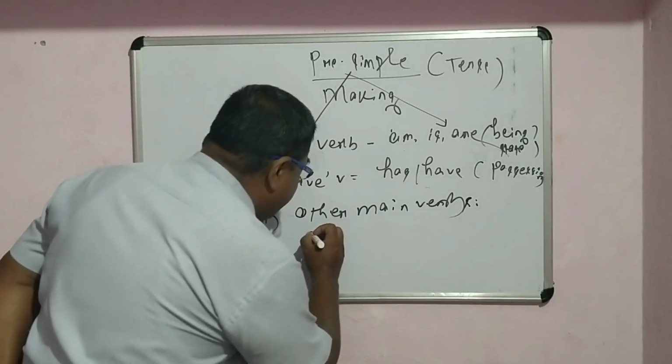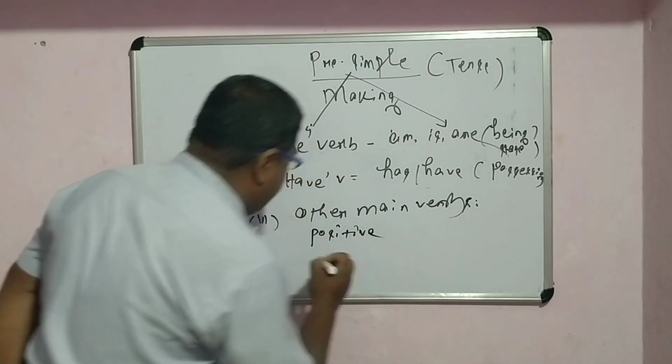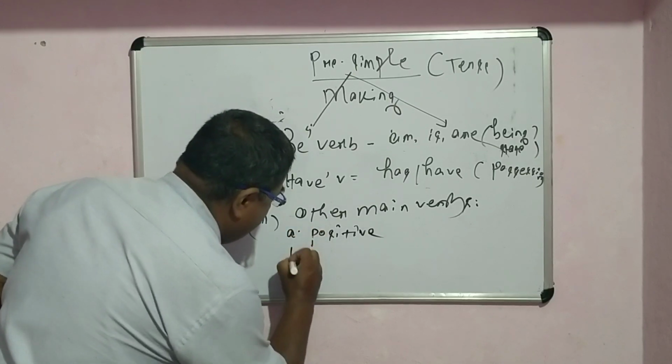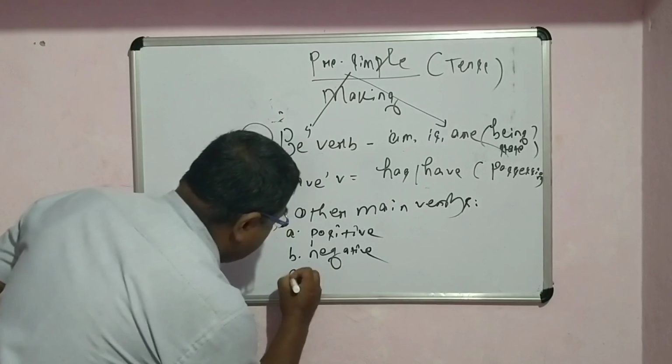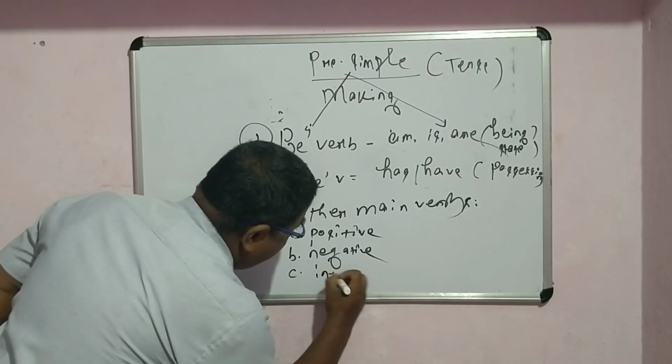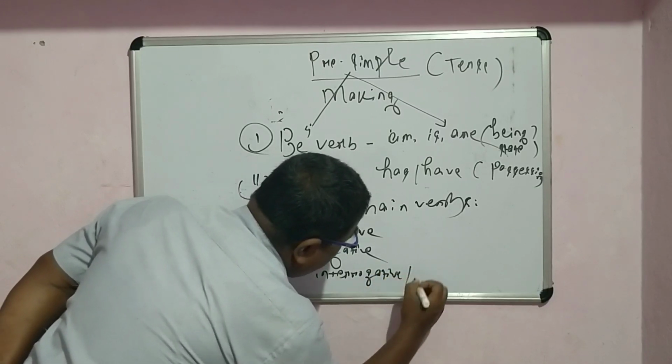Suppose other main verb means in the positive. You just use other main verbs in the positive, number A, number B in the negative, and number 3 in the interrogative. That means in the question form, in the interrogative or caution.